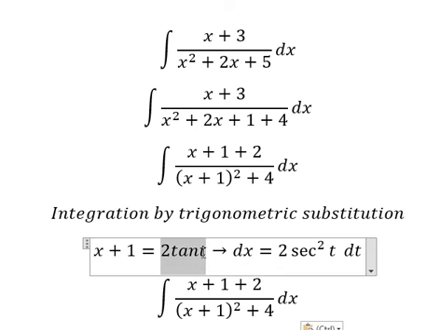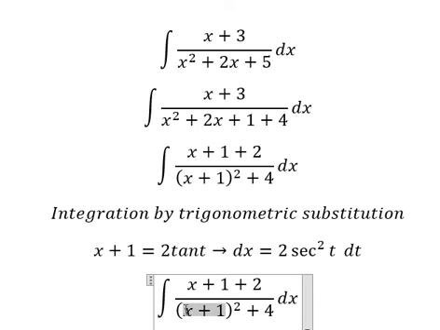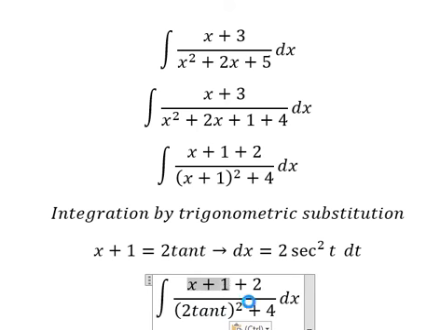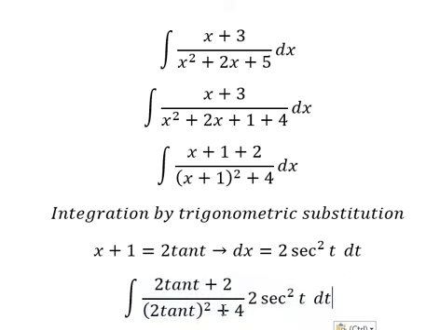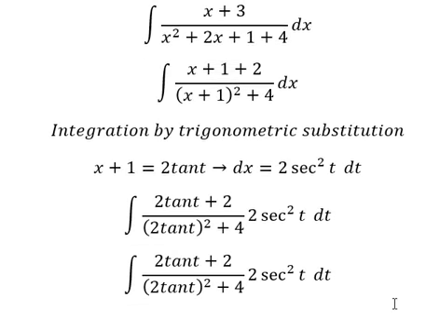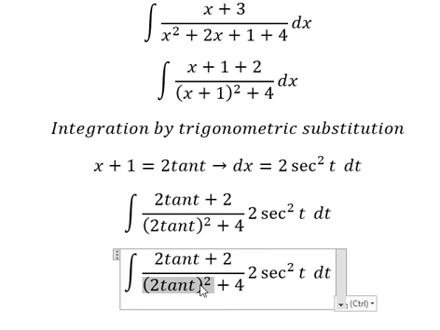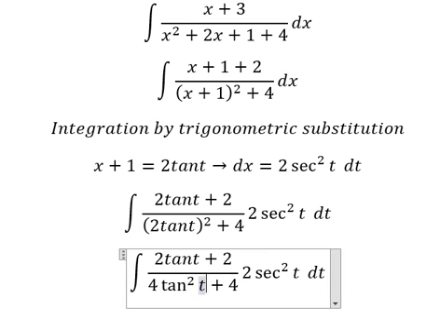So I will put this one gone here and here. Dx we change by this one. So this one we have 4 tan t squared.